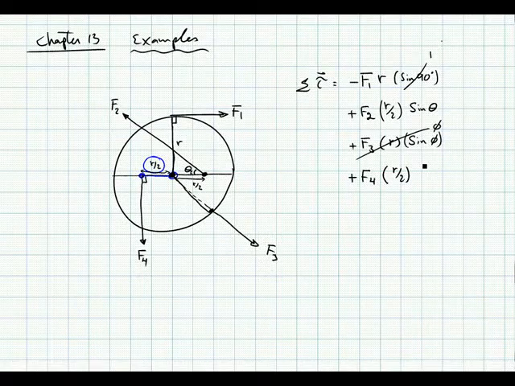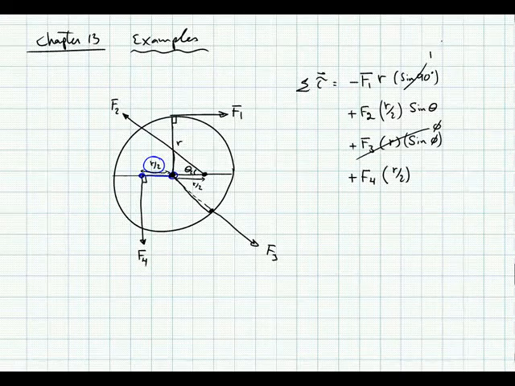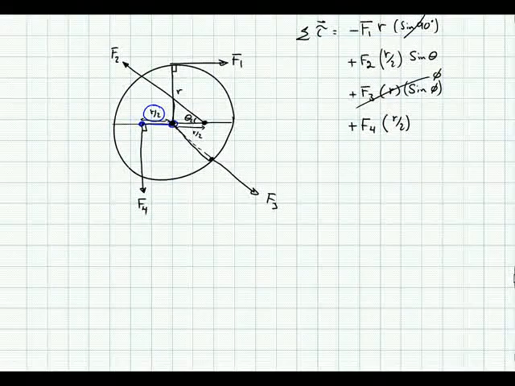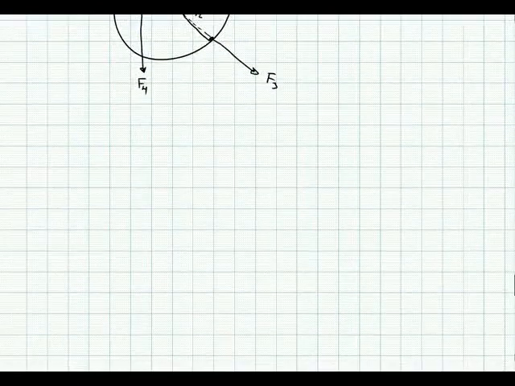So that's how you can go about figuring out the net torque in any system. Just take each force multiplied by its moment arm and the angle that the force vector makes with the moment arm vector.